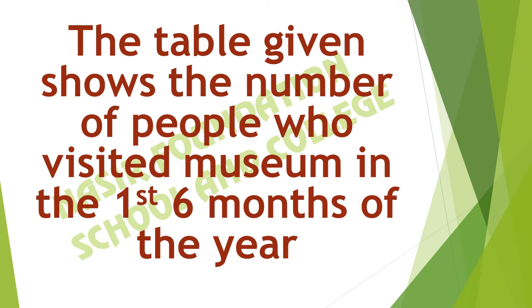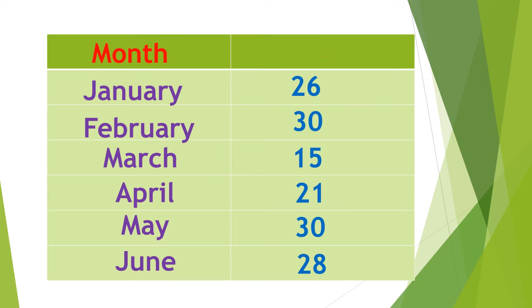The table given shows the number of people who visited the museum in the first 6 months of the year. Here months are given and here the number of people who have visited the museum is given. In January, 26 people visited the museum. In February, 30 people. In March, 15. April, 21. May, 30 and June, 28 people visited the museum.